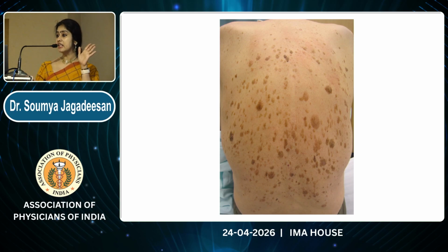And like in acanthosis nigricans, you have similar conditions on the palms called tripe palms. That is also a marker of internal malignancy. This is also Leser-Trélat. Leser-Trélat sign is also a marker of internal malignancy.